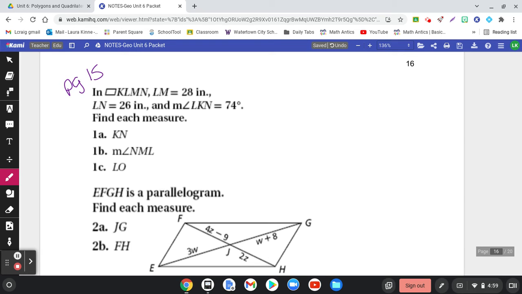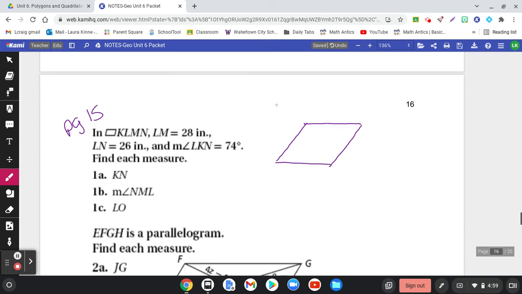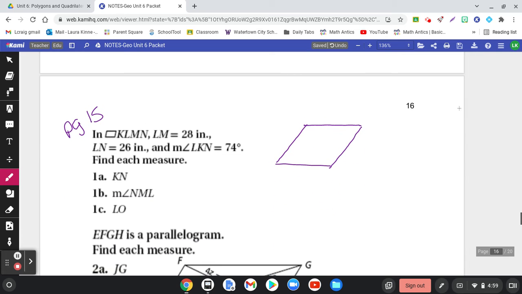So parallelogram KLMN. So again, easiest way to draw a parallelogram, draw two parallel lines and then connect the top and bottom. Now when you go to label it, it doesn't matter where you start, but it is important that you go right around. So notice they had K, L, M, N. All right, it goes right in a circle.